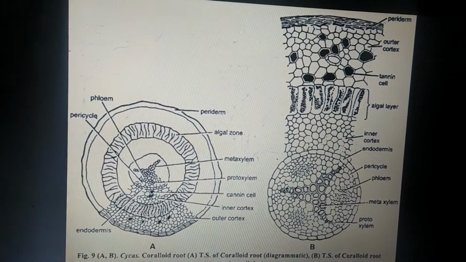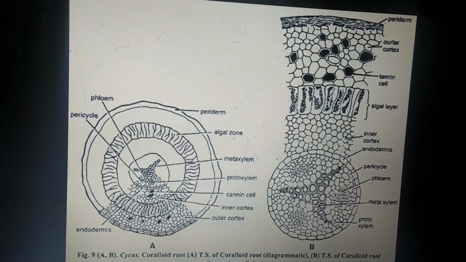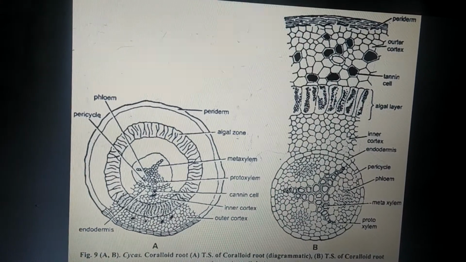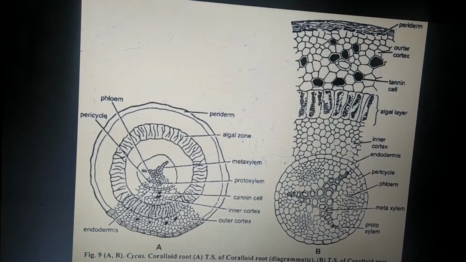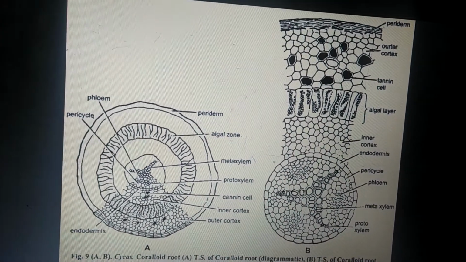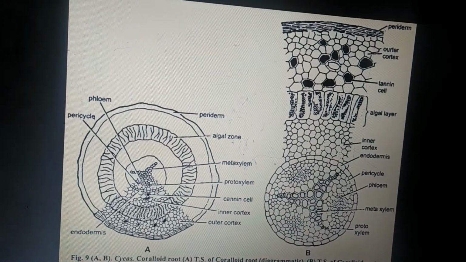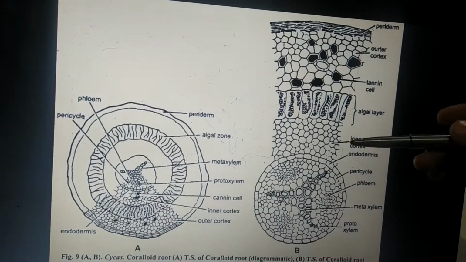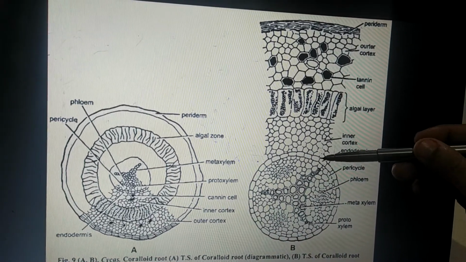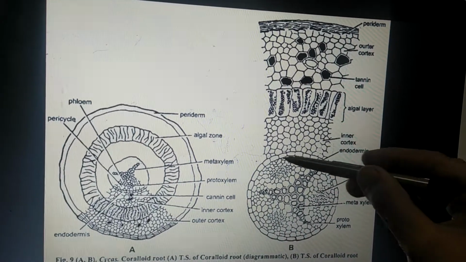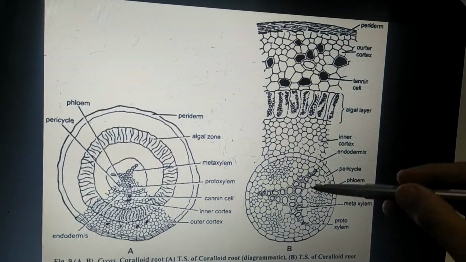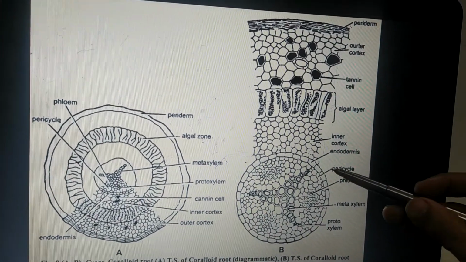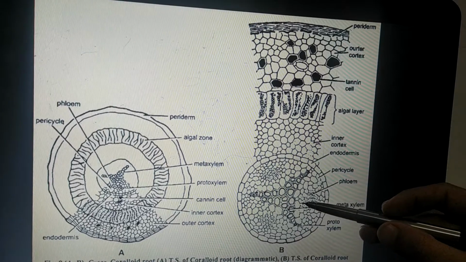The young coralloid root will have the outer epidermis followed by the cortex and the vascular tissue, whereas secondary growth has occurred in the older root. Here the secondary growth is going to occur only in the extrastelar region. Extrastelar region means the region above the endodermis. This is the endodermis, right?